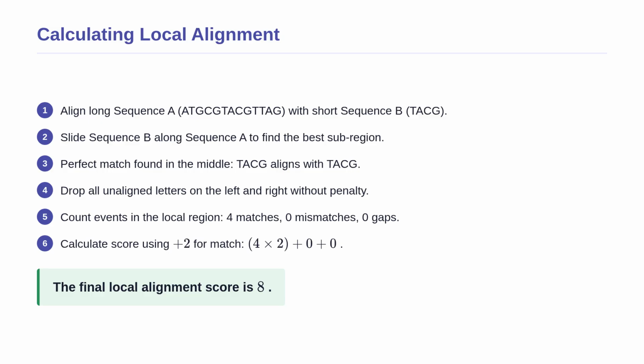Instead, we slide sequence B along sequence A until we find the best matching subregion. We find a perfect match hidden in the middle. Because this is a local alignment, we simply drop all the unaligned letters on the left and right. We do not penalize them as gaps, we just ignore them. We have exactly 4 matches, which gives us a final score of 8.